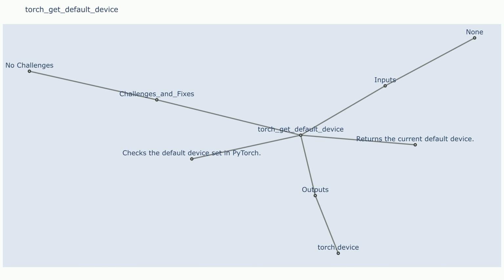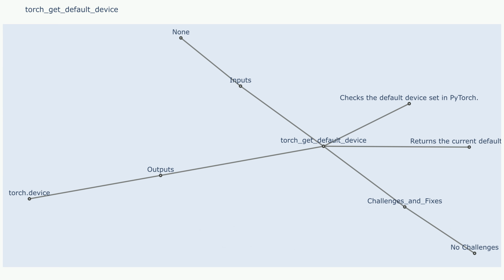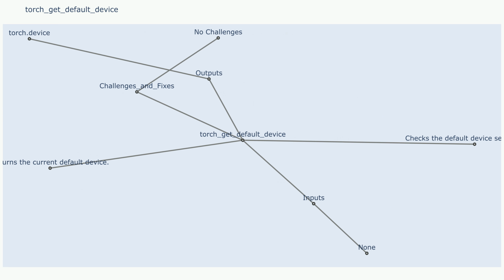YAML. torch.get_default_device. Description: this function returns the default device that PyTorch uses for computations. Inputs: none. This function does not take any inputs. Outputs: device, a string representing the default device used for computations. This can be CPU or CUDA if a CUDA-enabled GPU is available.